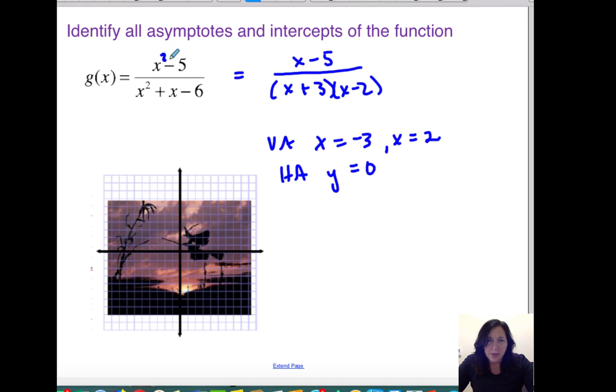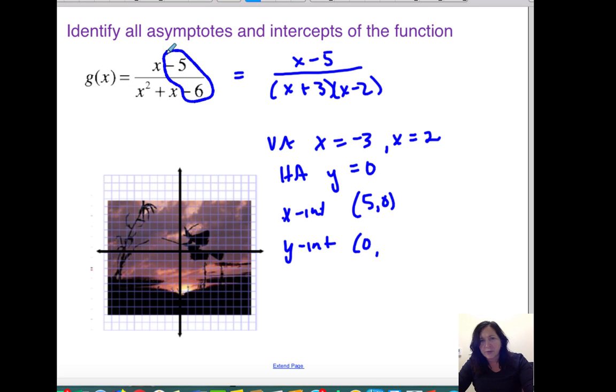If this had also been a 2, like if they had both been squared, my horizontal asymptote would have been at y equals 1. Okay, but it's not, so we're going to erase that. My x-intercepts are whatever is on the numerator, so I have 1 at 5, 0. For the y-intercept, I'm going to go back to the original equation up here, okay? And I'm going to set x equal to 0, and what I have left is 5 over 6. So 0, 5 over 6. And I think that's all I'm asking for.